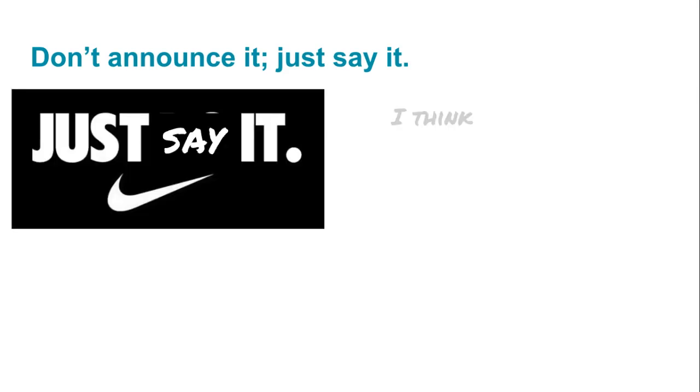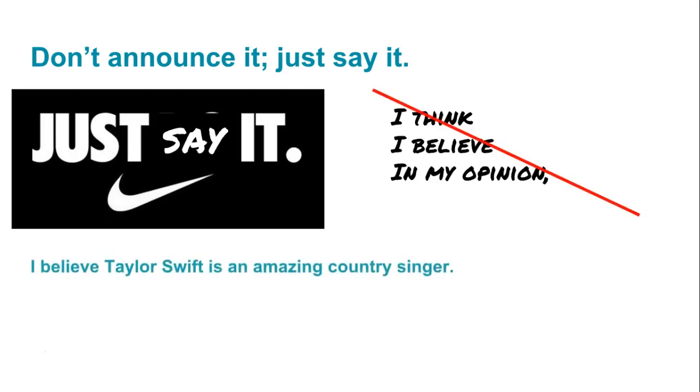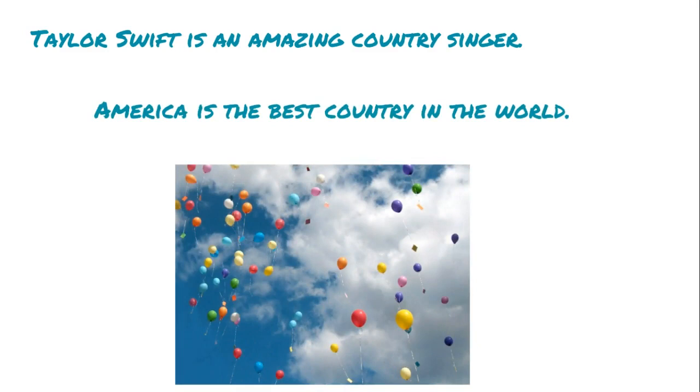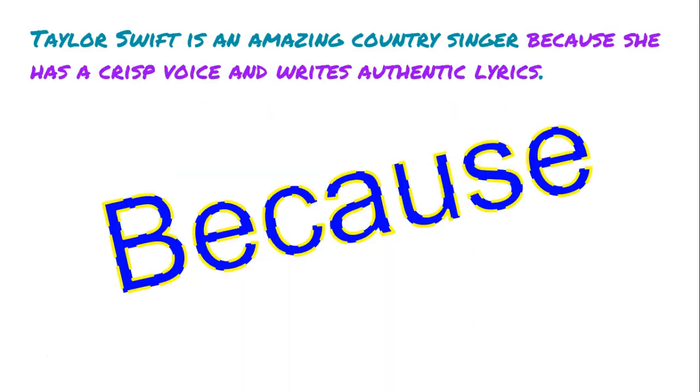So here's a couple other rules. Don't announce it. Just say it. We've been talking about no personal pronouns. Take the I believe out. Instead of saying I believe she's an amazing country singer, just say Taylor Swift's an amazing country singer. However, we still have the duh, so what, who cares issue. Let's add something to this. Taylor Swift's an amazing country singer because she has a crisp voice and writes authentic lyrics.